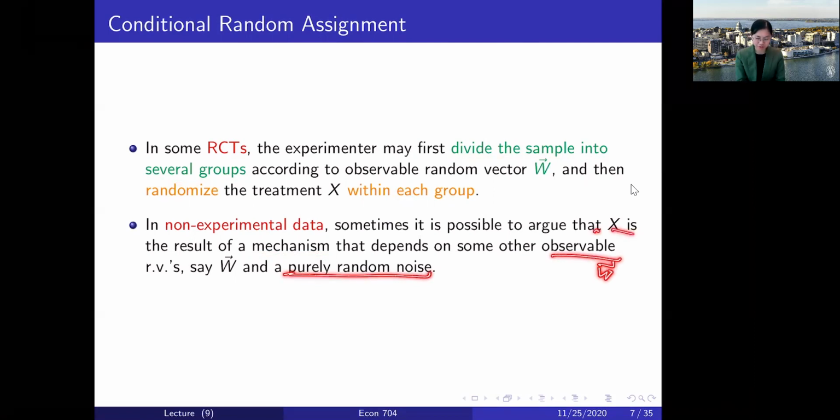So in this non-experimental data, it might be reasonable to tell a story about X, where X is a result of W and some noise that is completely random, not correlated with anything, any observable or any of the unobservables in U. If that is the case, then we can also reasonably believe given W, X is randomly assigned, because given W, what's left varying in X is this purely random noise that's not correlated with U.